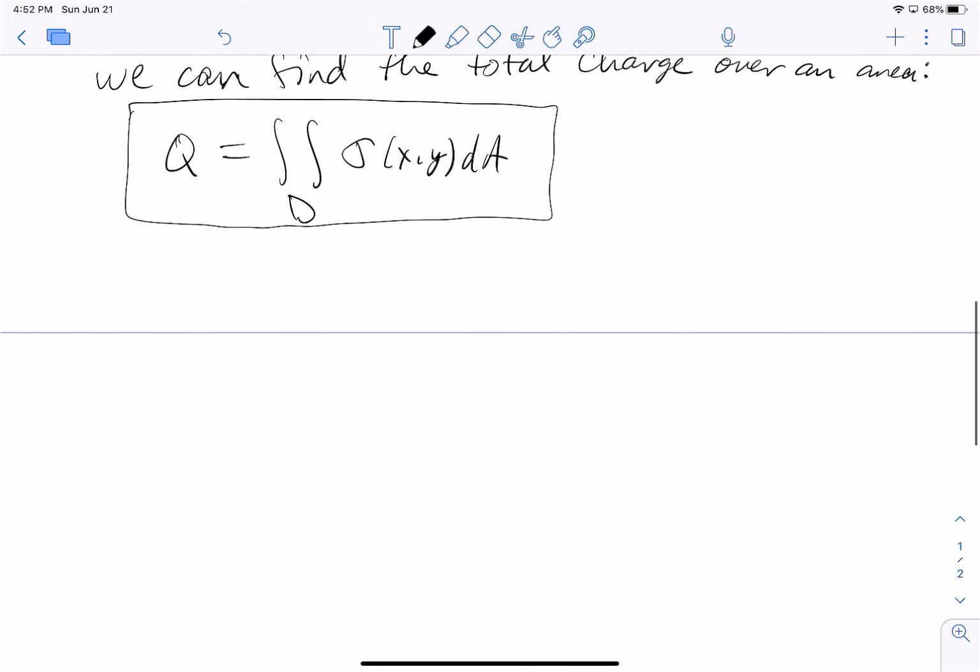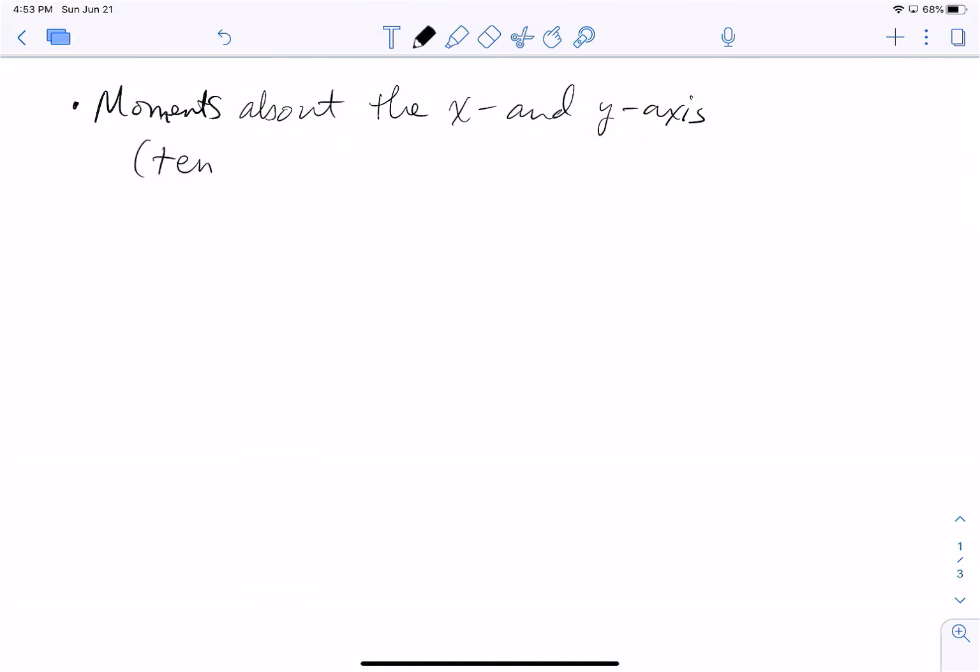I mentioned something a moment ago about centers of mass. Before we get to that, we need to talk about moments. We're going to look at moments about the x and y axis, and a moment is a tendency of a shape to rotate. If you pick up just about any object around you, a phone, a tablet, a book, whatever, try to balance it on your finger. If it tries to flip, that thing that makes it want to flip is what's called a moment.